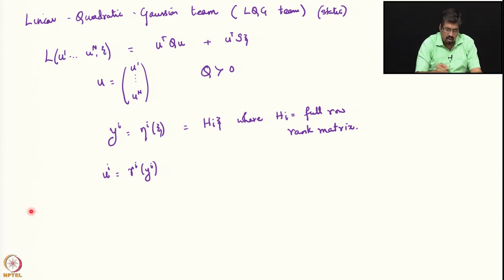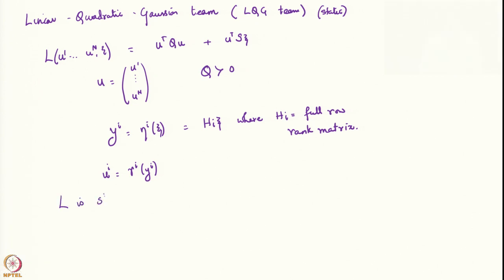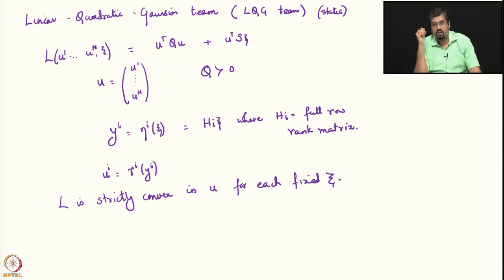Now, if you look at the hypothesis here, we have assumed that Q is positive definite. So if you look at this function L as a function of U1 to UN for each fixed psi, this function is actually convex. In fact, it is strictly convex because Q is positive definite, right. So L is strictly convex in U for each fixed psi.